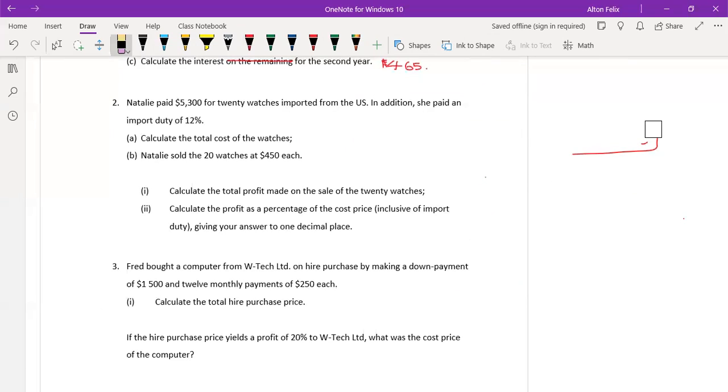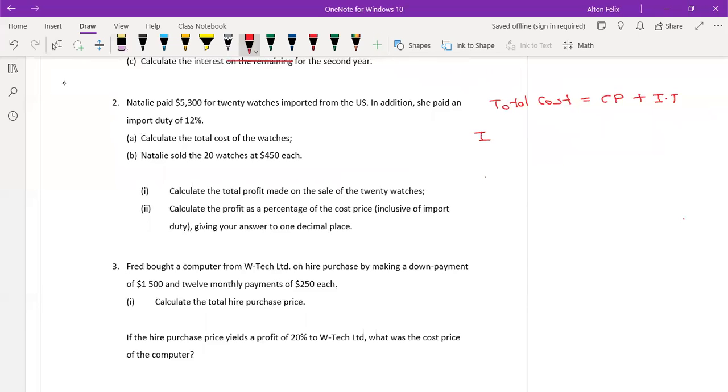So you see how important mathematics is in real life. If you are so inclined to start your business, you need to be able to crunch these numbers, right, and keep a proper record. So let's keep a record for Natalie. She paid 5,300 for 20 watches imported from the US, and she also has to pay 12% import duty. So what's the total cost for the watches? Right, so total cost would be the gross price that she paid plus the import duty. Let's call it an import tax. So we need to work out what that 12% is.